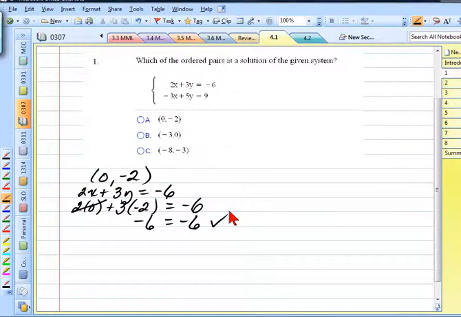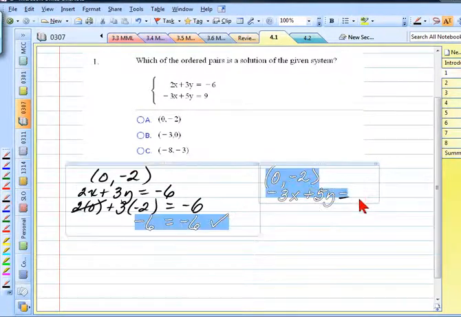And I know the following. The point (0, -2) is a solution to this equation. And if it's a solution to it, it means it's a point on the line. But what I'd like to know is it a solution to both of the equations? So I'm going to take (0, -2), and I'm going to plug it in. Negative 3x plus 5y is equal to 9.